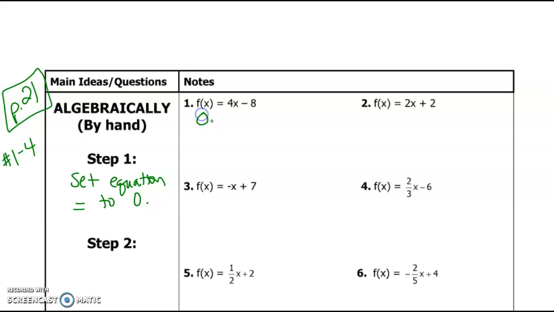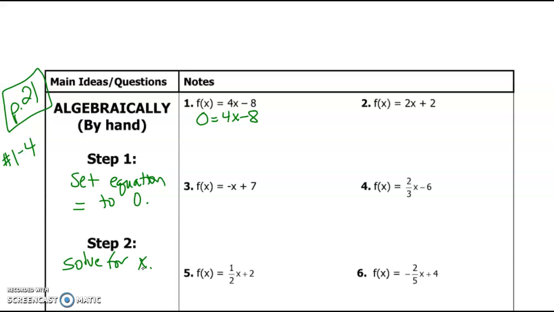So we're going to go 0 equals 4x minus 8. Step 2, solve for x. So notice our answers on the first page were x equals... They're going to be the same exact answer here. Okay, we're actually doing the same thing, just a different method of doing it. Finding the zeros graphically and finding the zeros algebraically should be the same answer.